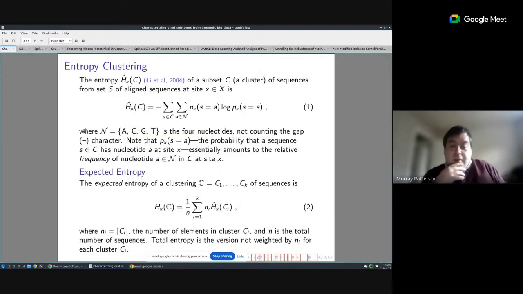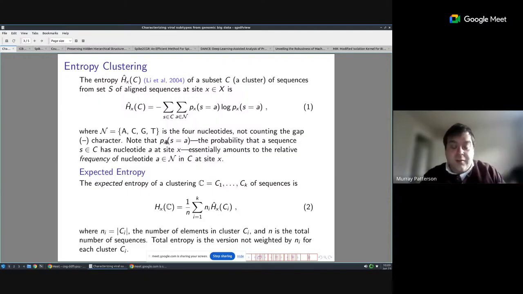So we started looking at trying to cluster SARS-CoV-2, the virus that causes COVID-19, according to entropy clustering. You'd have to align the sequences, and then we're looking at a particular site. This entropy clustering is all with respect to just a single site, and we're basically trying to cluster the sequences in such a way that the overall entropy is the lowest, right?